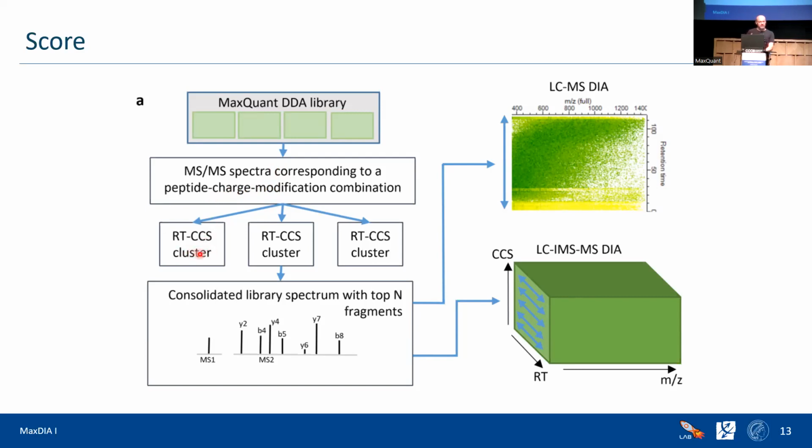retention time collision cross-section clusters, because you can have the same peptide. I don't always say peptide, charge, modification, but that's what I mean. You can have the same peptide in more than one configuration. You might have seen, for example, that the same peptide occurs twice along the retention time, so that can happen. And the same can happen with ion mobility, that you find multiple configurations of the same peptide.